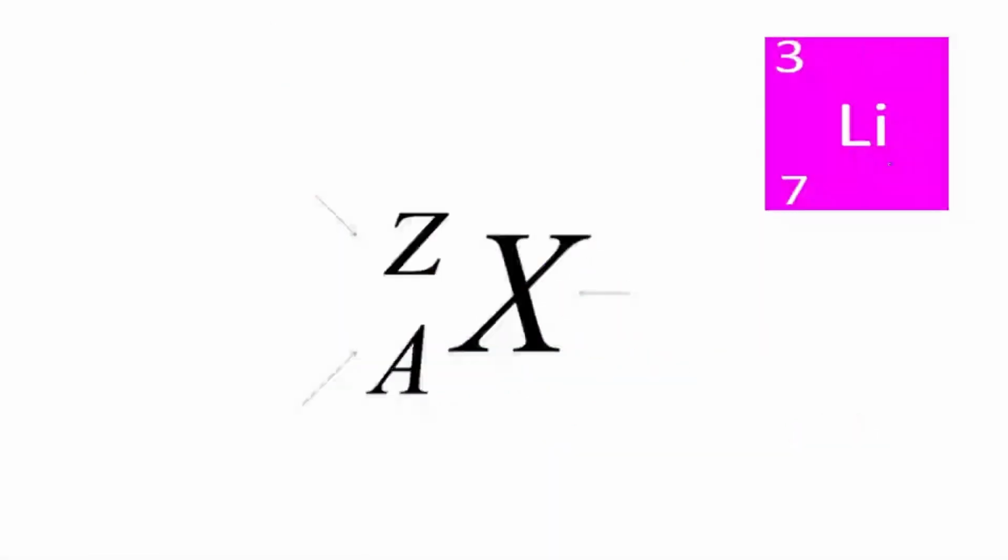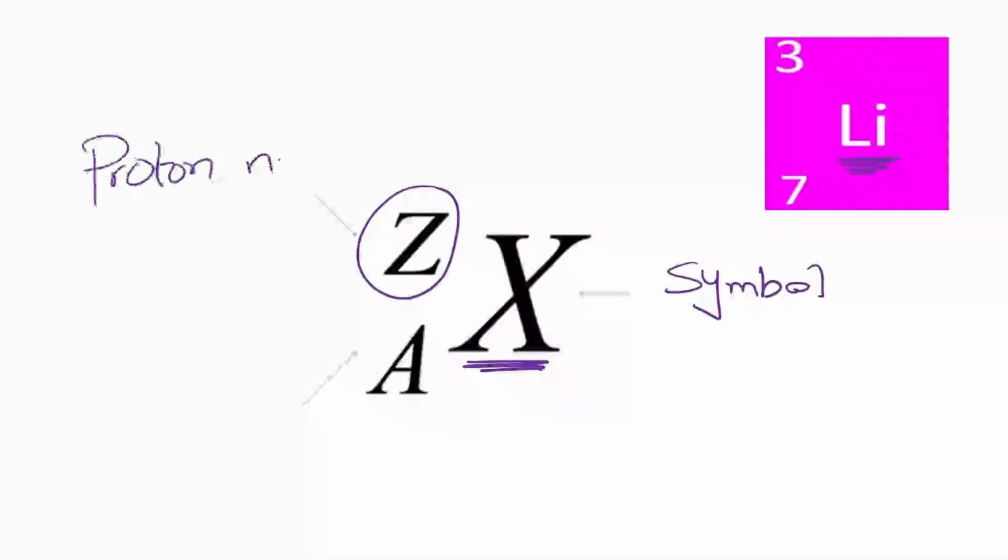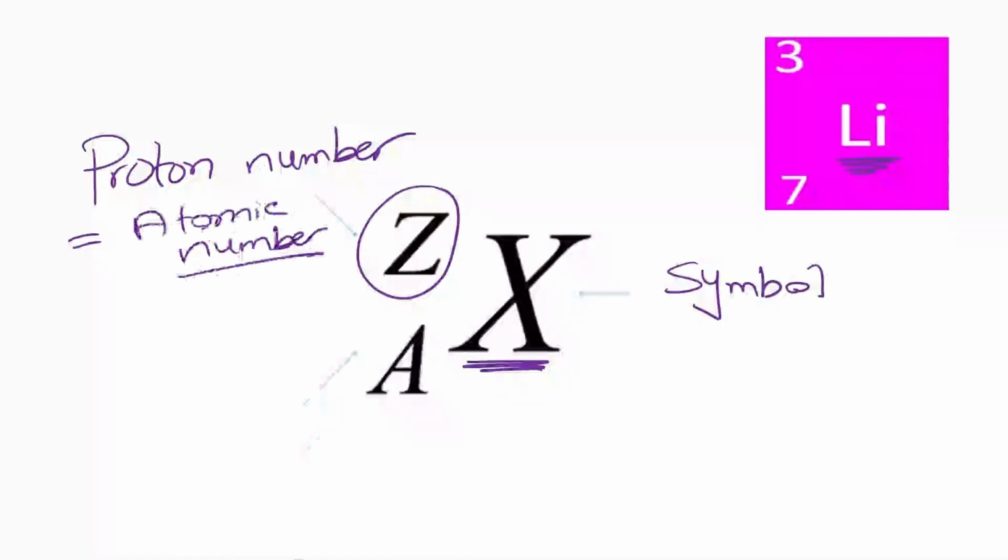This is how the elements are represented in the periodic table. If we take lithium as an example, we will find that X represents the symbol of the element, and Z represents the proton number, or we can call it the atomic number. The atomic number is considered the ID for each element. What do we mean by this? Each element has its own proton number, and no two elements have the same proton number. For example, here lithium has a proton number of 3. This is only for lithium. No other element can have the same proton number, which is equal to 3.